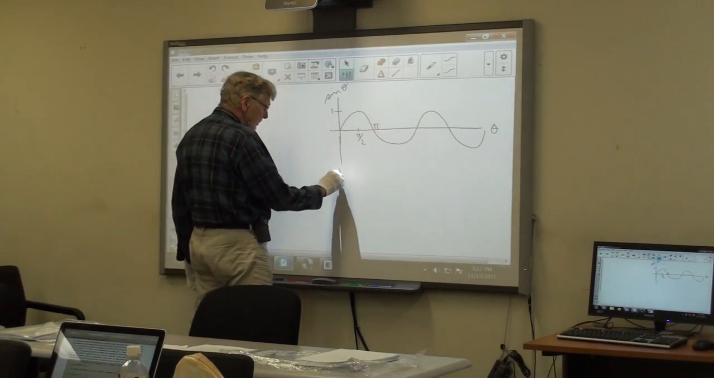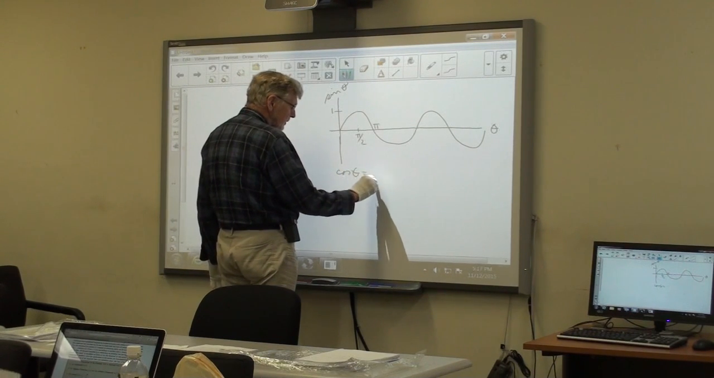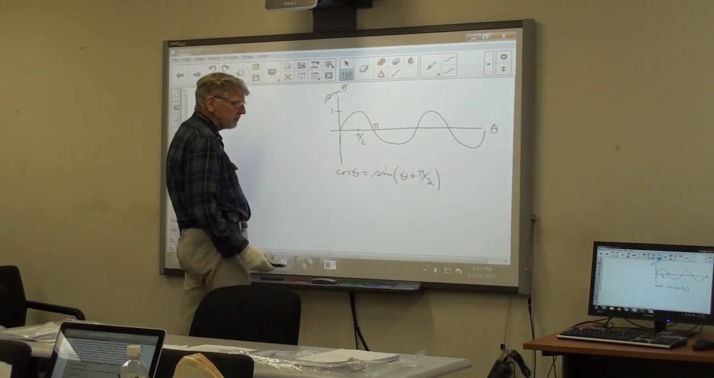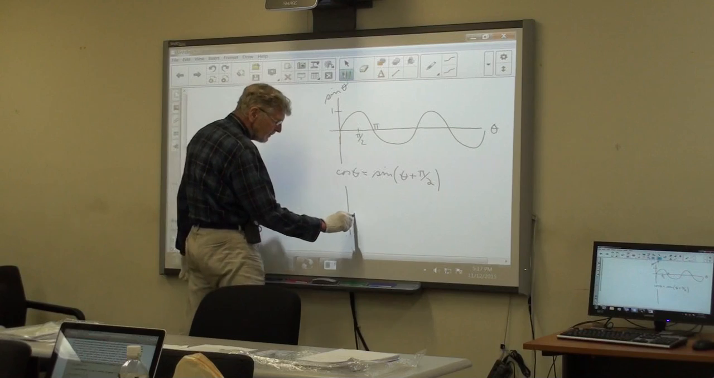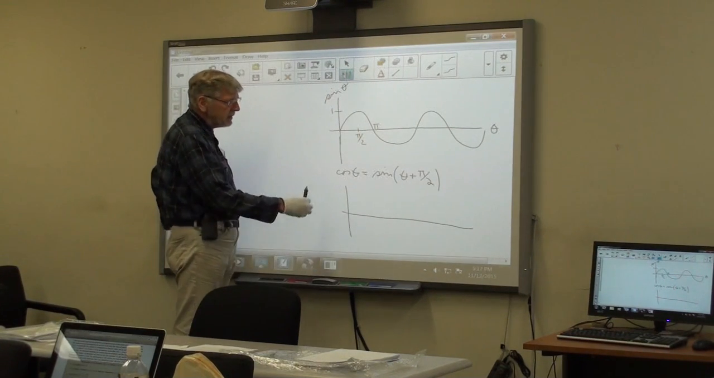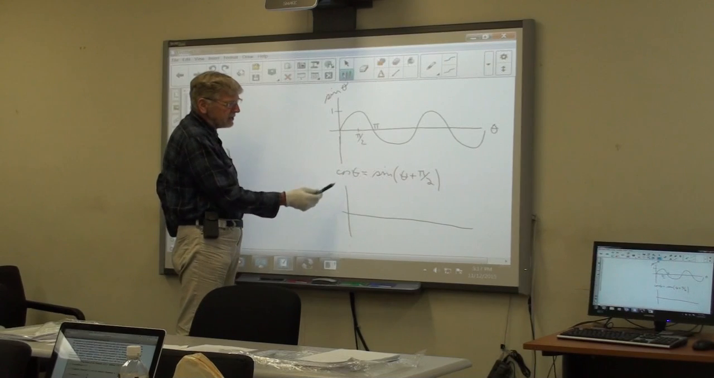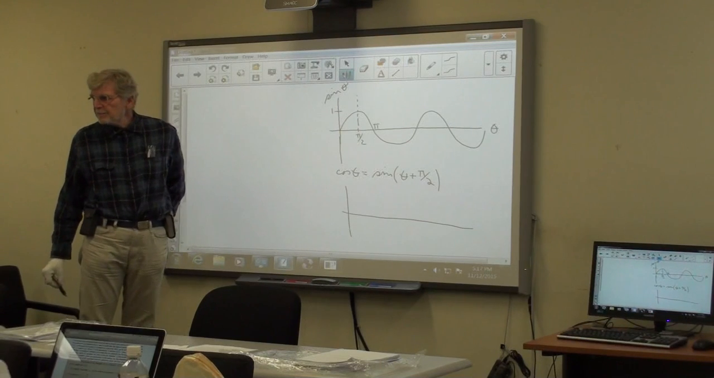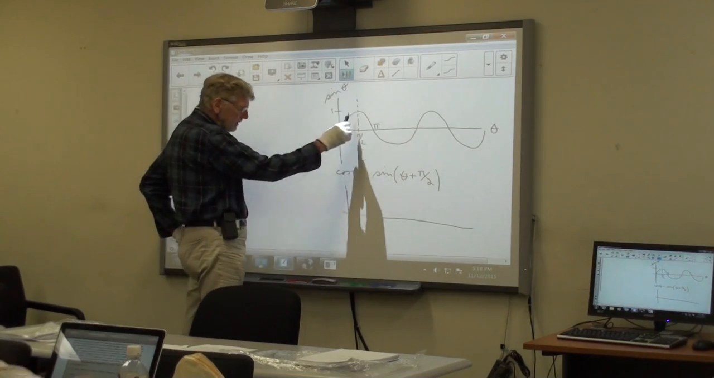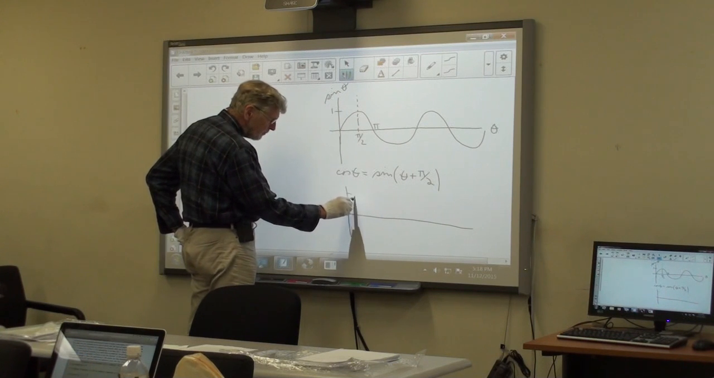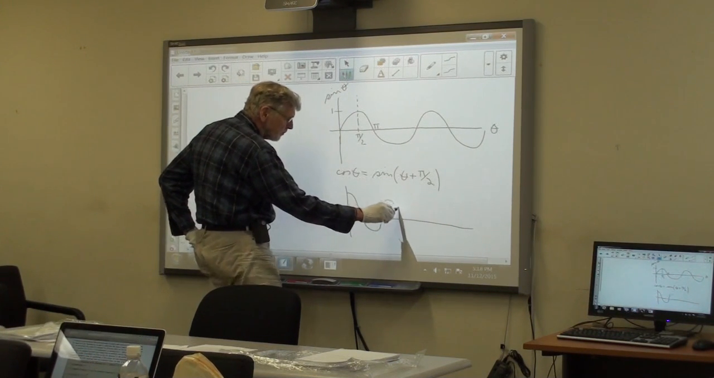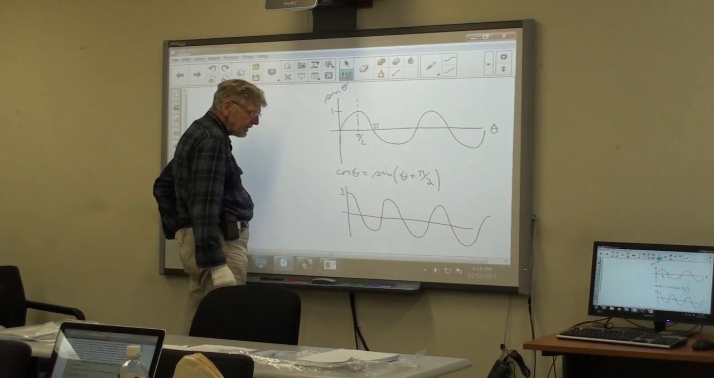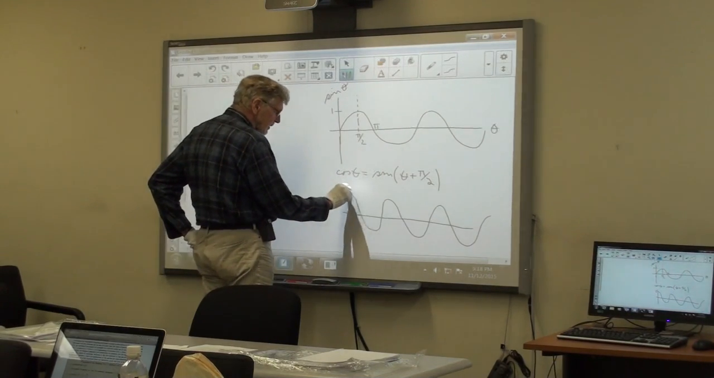Now, you know that the cosine of theta is equal to the sine of theta plus pi over 2. That's an identity. So if I want to draw the cosine curve, then it's going to be the sine curve, only instead of starting at 0, it's going to start at pi over 2. So this is where it's going to start, because it's advanced by pi over 2. So instead of starting here, the cosine curve is going to start there. So it is a sine curve, but it just starts in a different place. So this is the function cosine theta.